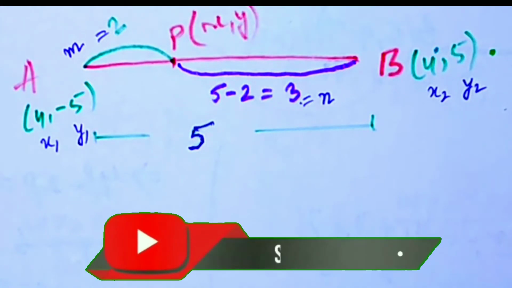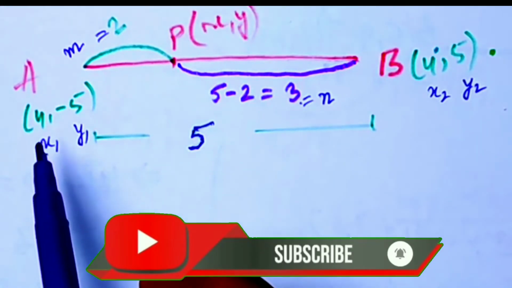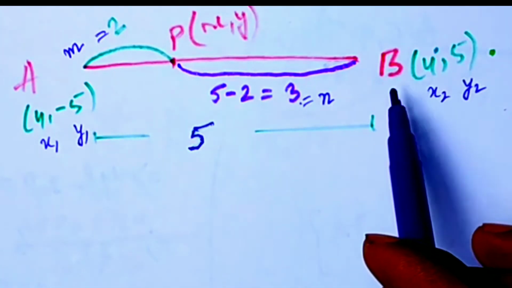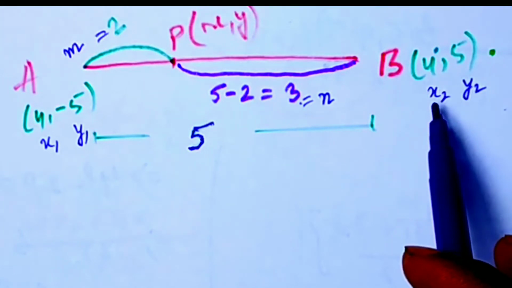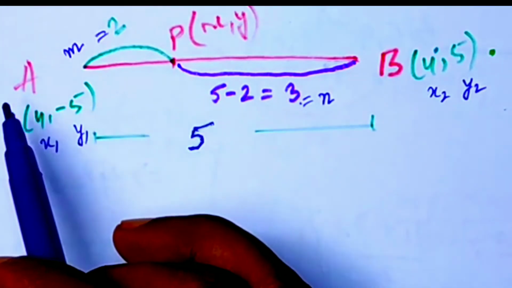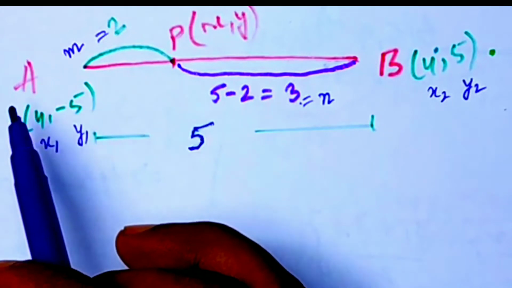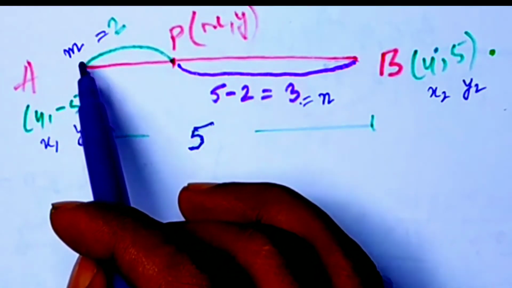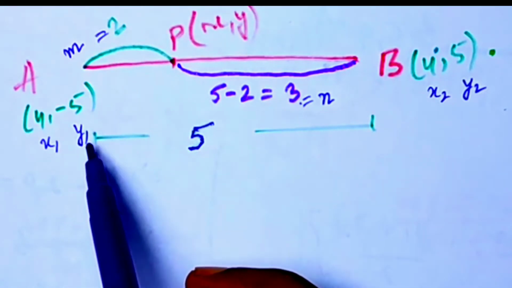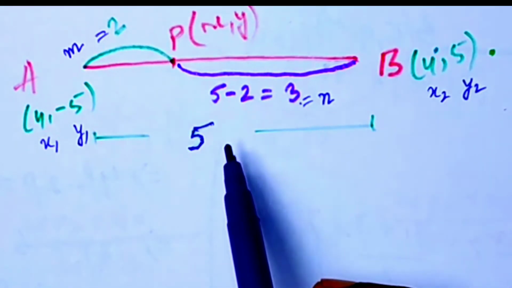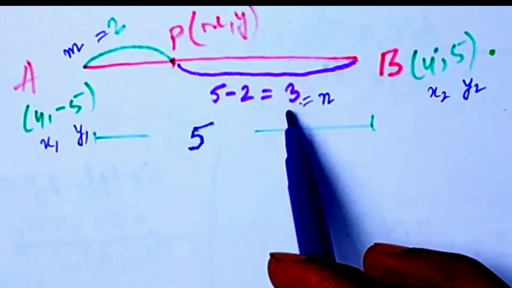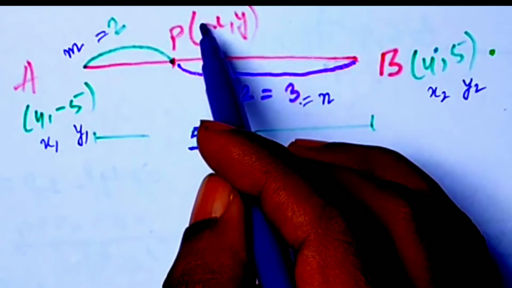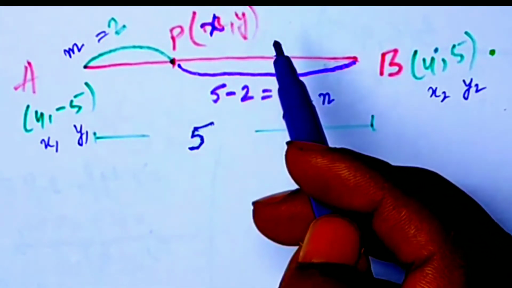According to our question, we have drawn the diagram here. A(4, -5), which is x1, y1. B(4, 5), which is x2, y2. And AP is to AB is 2 is to 5. So m we have written 2, and AB is 5, so 5 - 2 will be our 3, which is n, and this point we have written as P(x, y), which we are to find out.